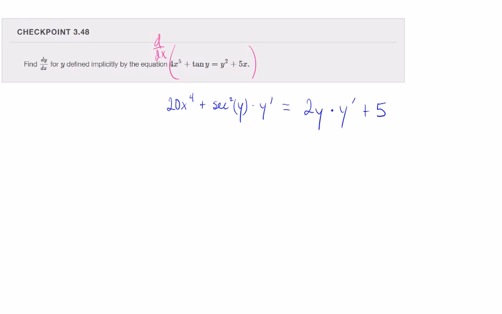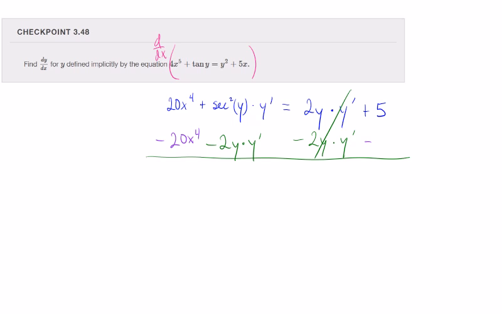Now we want to group our y primes together. You can bring them to either side; either way is fine. I'll just bring them to the left, since a lot of times that's where we're used to seeing the variables we're trying to solve for. And while we're at it, let's move our x's and everything else that doesn't have a y prime to the right side.